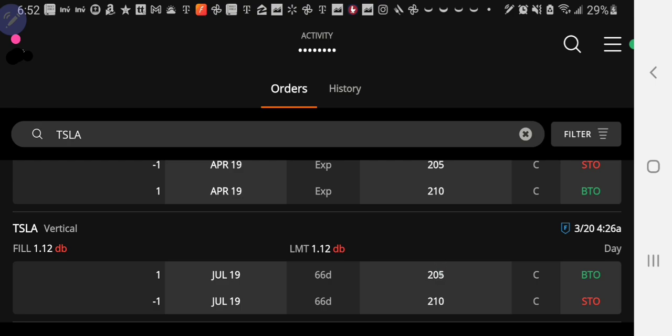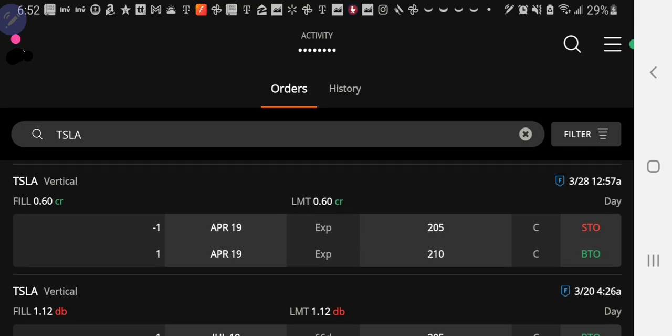That's a lower number for a call buy to open. It was on March the 20th, and this one was sold against it at the same time. All this 210 does is reduce the cost of this. But because Tesla had been running during this time, I was a bit bearish on the stock around this time, so I think I waited a few days.